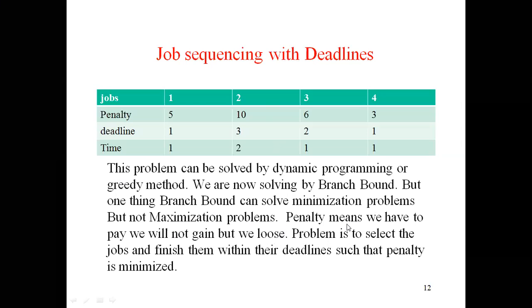Penalty means we have to pay. We will not gain, but we lose. Already you know, penalty means we are losing the value amount. The problem is to select the jobs and finish them within their deadlines such that the penalty is minimized. If we finish the jobs within that particular deadline, then we can minimize the penalty. Our aim is to minimize the penalty and solve the problem.